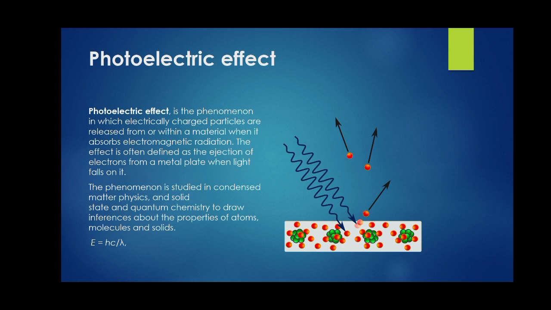So Planck's constant multiplied by the frequency of radiation, and the frequency of radiation is the velocity of light divided by the wavelength, which gives us the value of energy. So we know the energy is quantized. The energy is in whole values, not in fractional values.